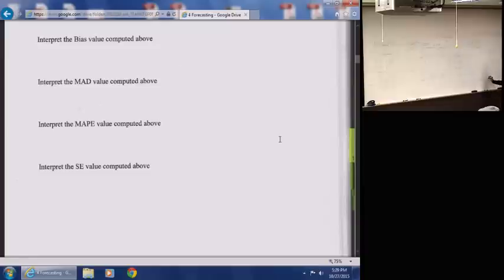And SE. To interpret SE, it's kind of the same. Its value is close to MAD. So basically, with the SE measure, you tend to have a 1.19 standard error. It just reflects that error; it doesn't really tell you a different story.